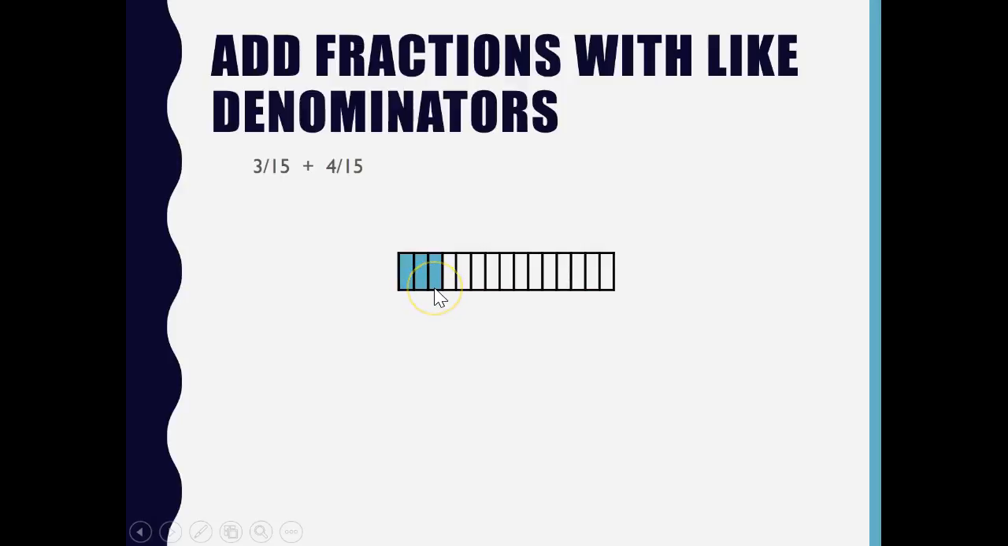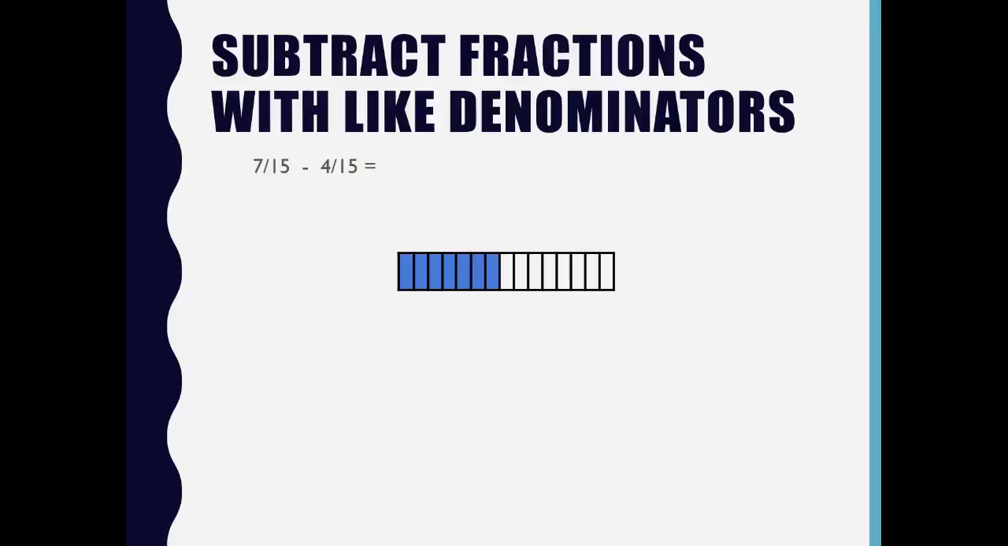And then color in 3/15 to show your very first fraction. And now, since we're going to add 4/15, we're going to color in 4 more so that now the sum is 7/15. When you subtract fractions, you can use the same type of model.